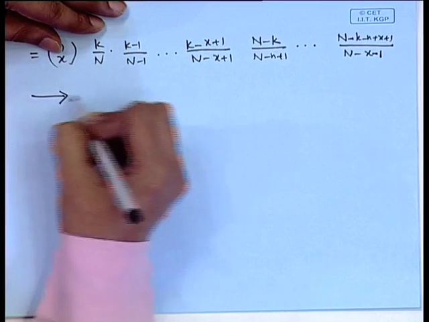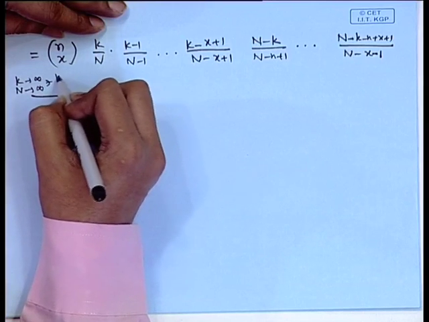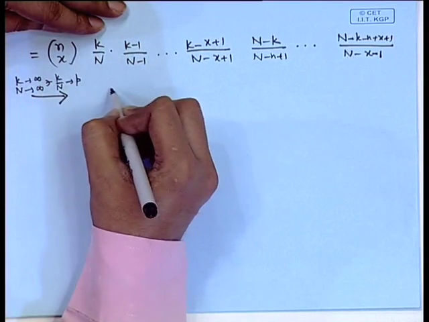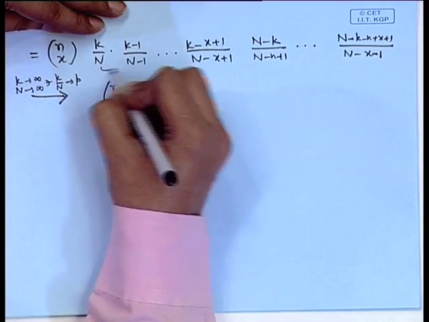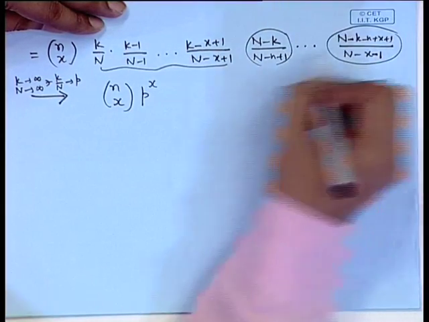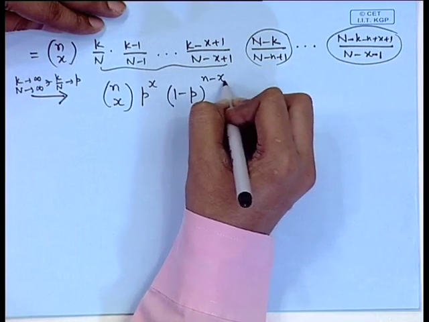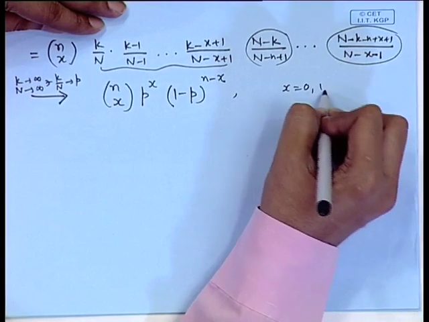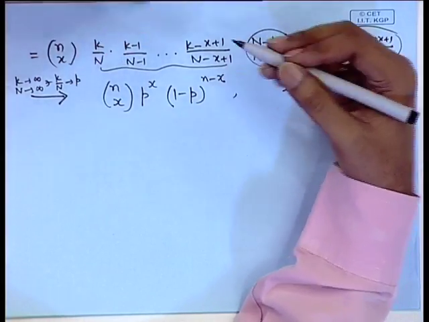So, now if I take the limit as k tends to infinity, n tends to infinity, such that k by n tends to p, then this is converging to n c x. These terms, as we explained, each of them converge to p, these are x terms. So, this goes to p to the power x, and these are n minus x terms, each of them going to 1 minus p. So, this goes to 1 minus p to the power n minus x, which is nothing but the probability mass function of a binomial distribution. So, this finite population sampling, in case the population size is large, is the same as binomial sampling.